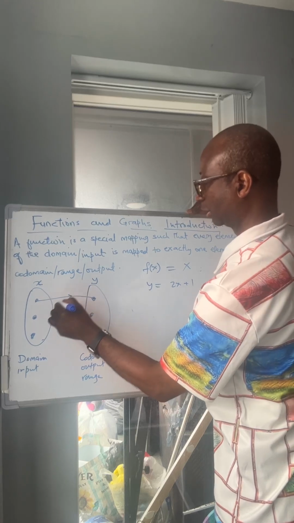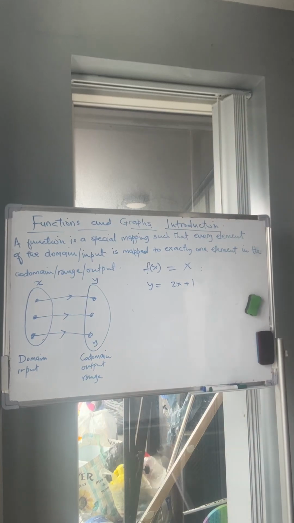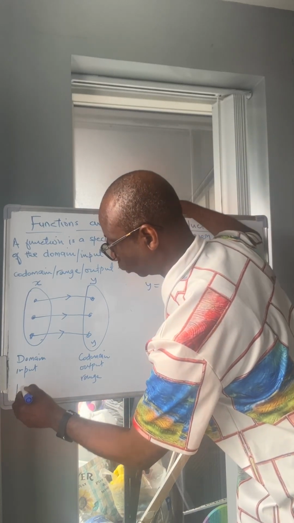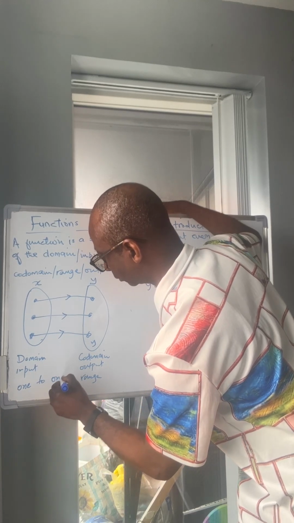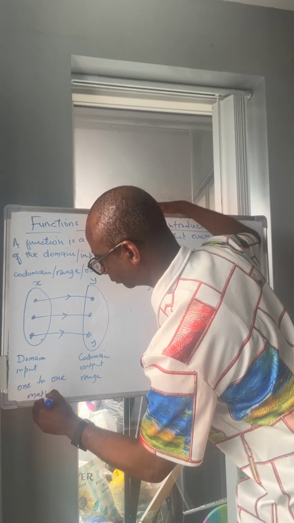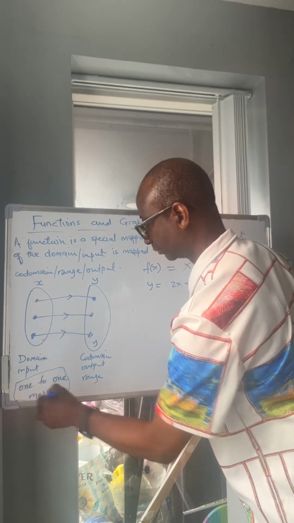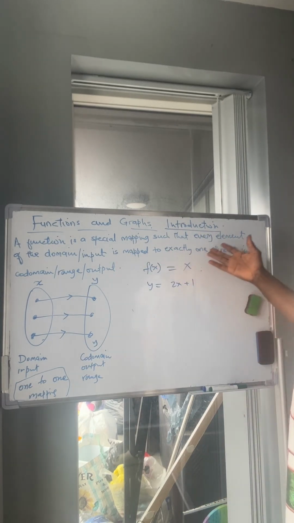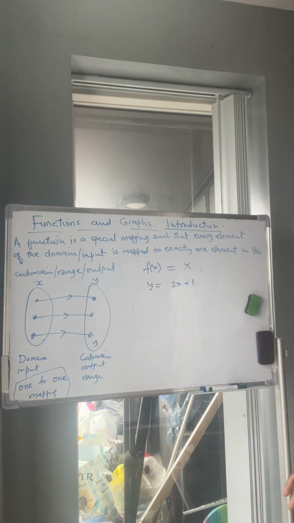So if you have something like this, according to the definition, every element of the domain is mapped to exactly one element of the codomain. When you have this kind of mapping, then we call this a one-to-one mapping. This is the perfect mapping. Every element of the domain is mapped to exactly one element of the codomain.